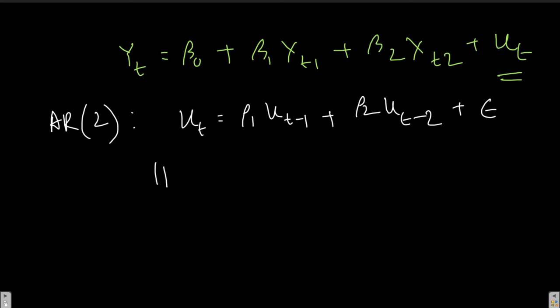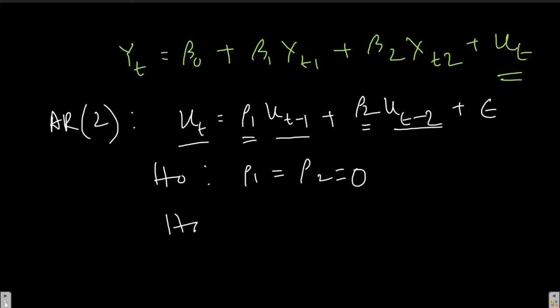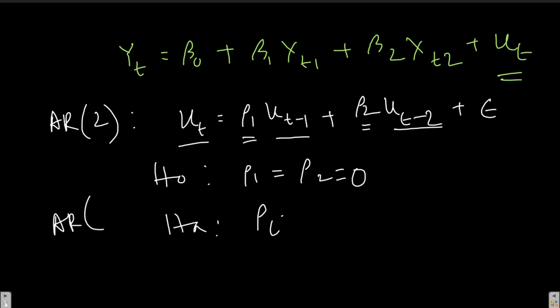So my H0 would be that all the rhos are 0, because in this model the autocorrelation is 0, so all the rhos need to be equal to 0. Whereas the alternative hypothesis is that rho i, for an AR(p) process I can have, say, 5 rhos, is not equal to 0. So if any of the rhos are not 0, if some sort of autocorrelation is present, then the null hypothesis of no autocorrelation is no longer true.